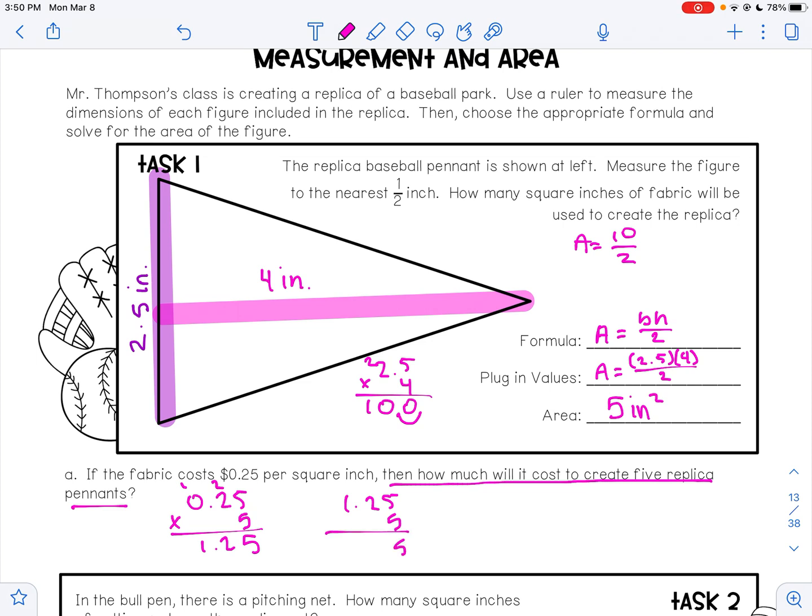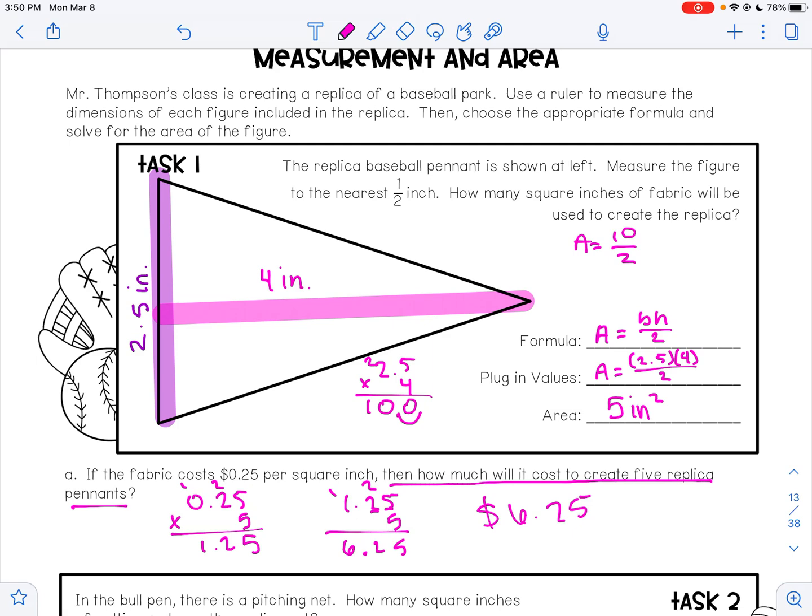5 times 5 is 25. 5 times 2 is 10, plus 2 is 12. Carry my 1. 5 times 1 is 5, plus 1 is 6. And I have to move my decimal 2 times. So my answer is it's going to cost $6.25 to create 5 pennants.